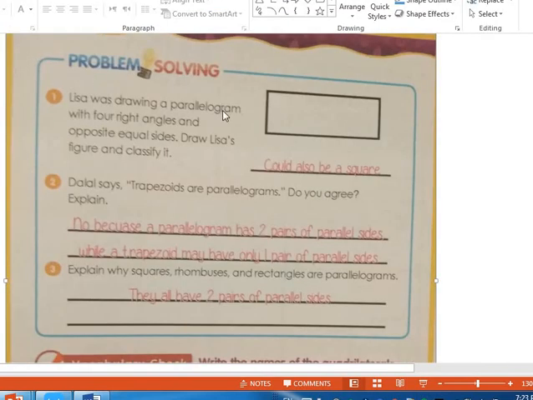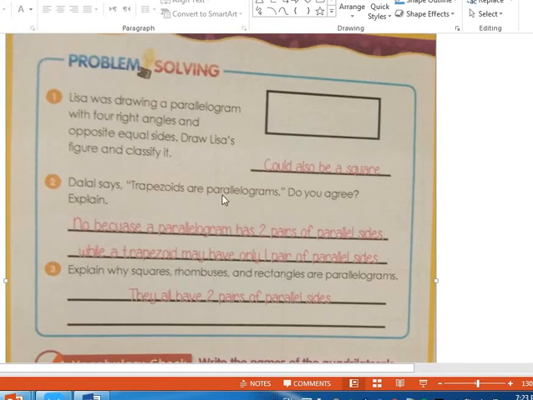Excellent. Problem solving. Lisa was drawing a parallelogram with four right angles. Okay, and opposite equal sides. Opposite equal sides means that this parallelogram is called what? Rectangle. So Lisa will draw a rectangle. Also I can draw a square, because in the rectangle and also in the square I have what? I have a parallelogram or quadrilateral shape. Each two opposite sides here are equal in measure, right? In length also.